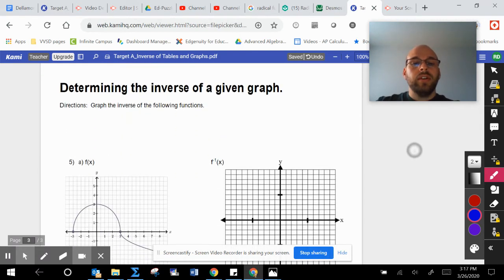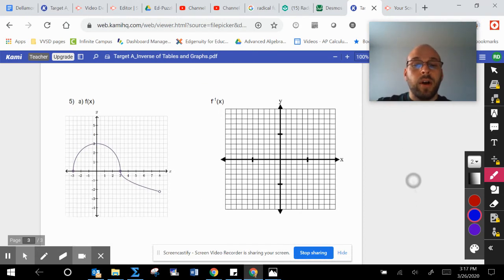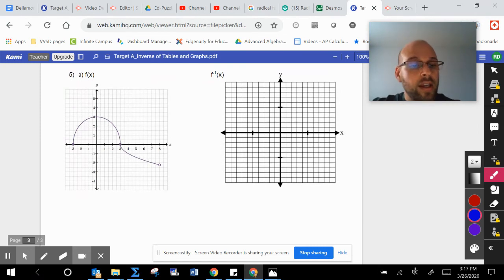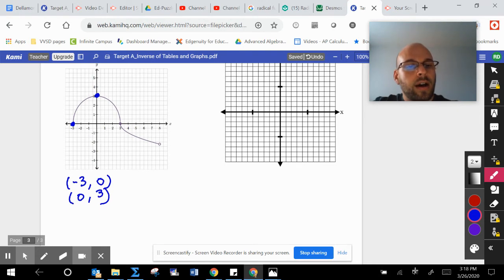All right, so I have a graph. What we're going to do is the exact same thing. We're going to transpose x and y from a given graph. Now, to do this, the best way is to find some coordinates. If you take a look at this graph, I have a coordinate at (-3, 0). I'm going to find as many points as I can. This next point is going to be at (0, 3). I have a point down here at (3, 0), and I have this little open circle at x = 8, and we're going to approximate that y value.